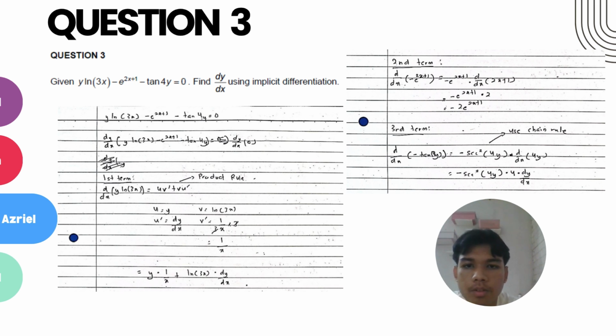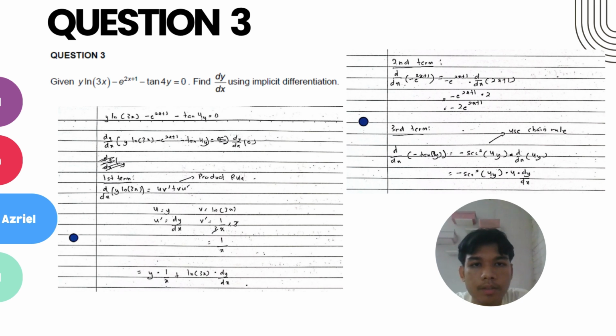To find uv prime and vu prime, we differentiate both of those equations. For u prime, we differentiate y and it becomes dy dx. And for v prime, by differentiating ln 3x, we get 1 over x. After we are done with that, we put everything together, which is going to be y times 1 over x plus ln 3x times dy dx.